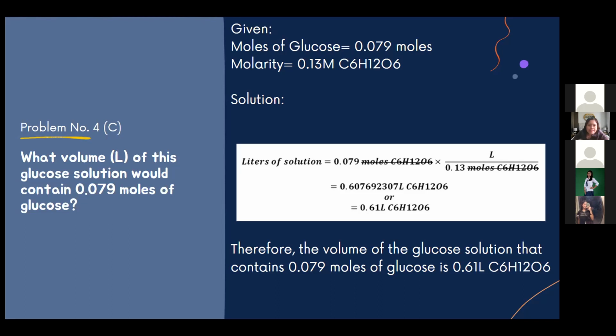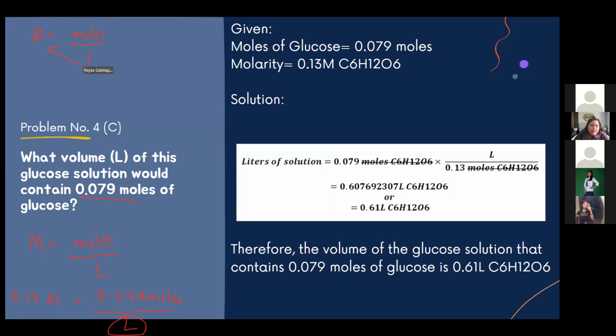Okay, liters of solution. What we are looking for here is the reverse. The same formula, moles over liter. Wait, let me write it. M is equal to moles per liter, and it is still the above solution. So the same thing, 0.13 M still. This time, the number of moles is given, 0.079 moles, and below is the liters, which we are looking for. So if we derive the formula, M is equal to moles per liter, right?